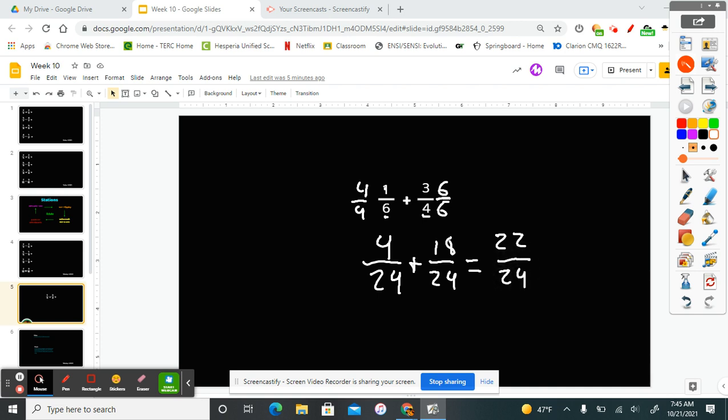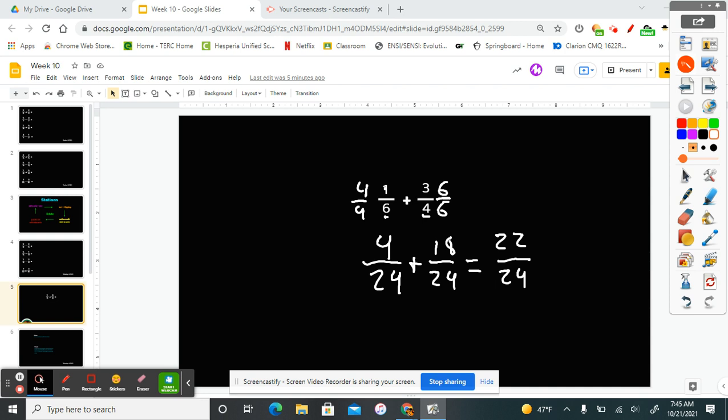Now, the thing is, when you don't find the least common multiple, all you have to do is simplify your answer. So when you do this, it's very common that you'll have to simplify your answer. So we would need to find a number that goes into both 22 and 24. This is called the greatest common factor.